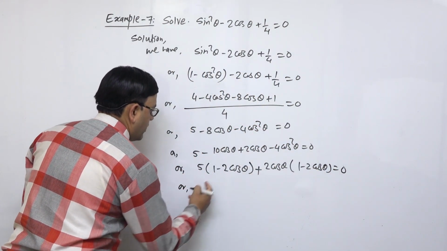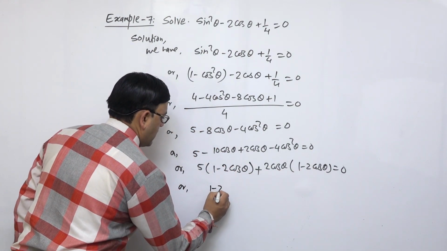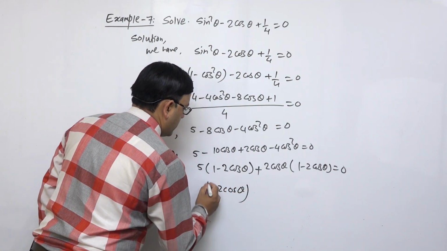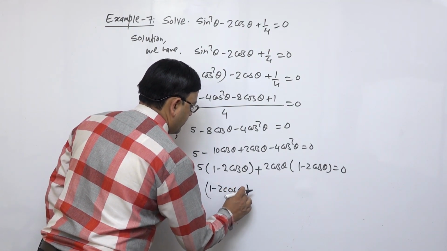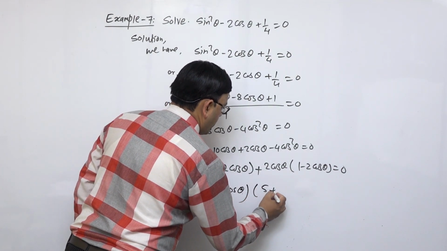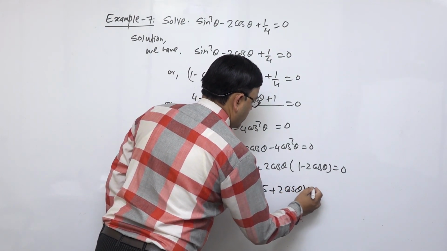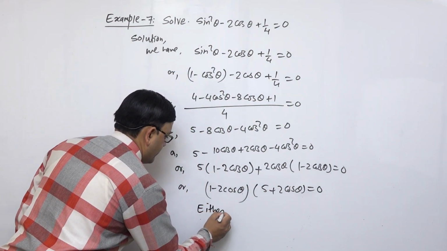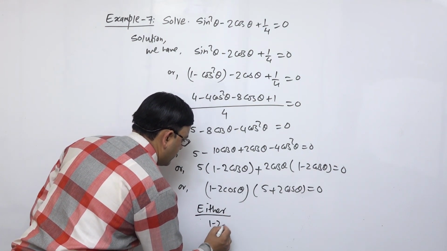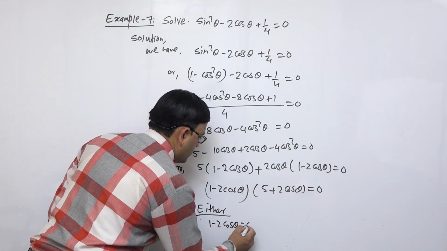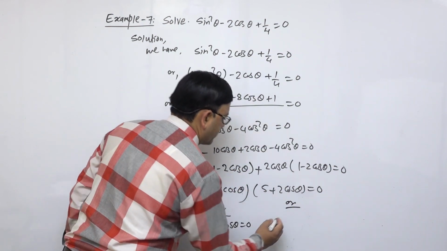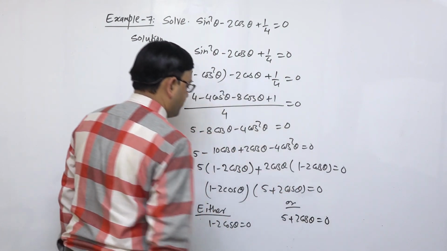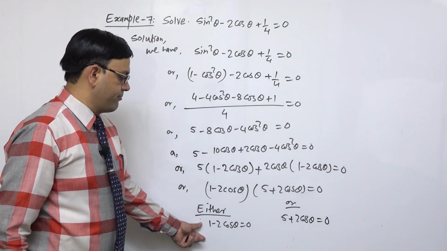Here we have 1 minus 2 cos theta, 1 minus 2 cos theta, so 1 minus 2 cos theta is common, then 5 plus 2 cos theta is equal to 0. Now either 1 minus 2 cos theta is equal to 0 or 5 plus 2 cos theta is equal to 0. So let us start from here.